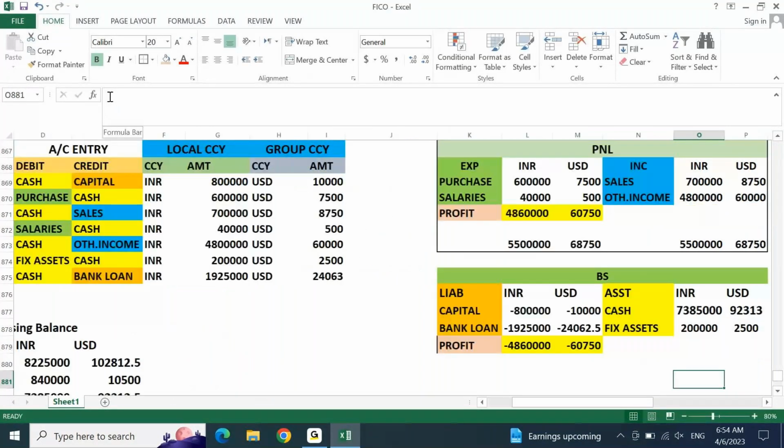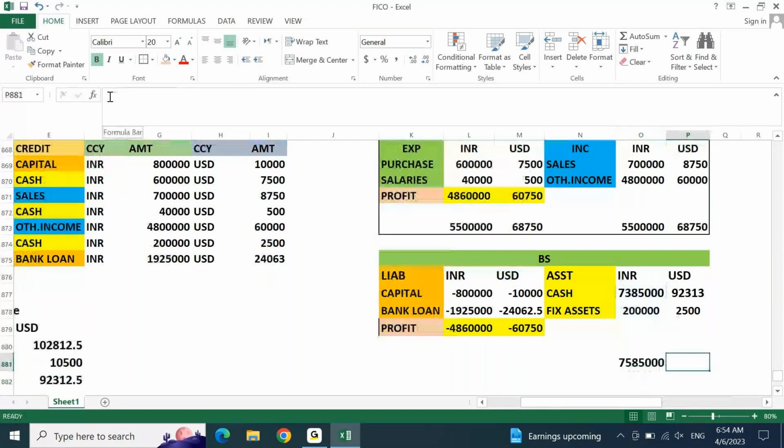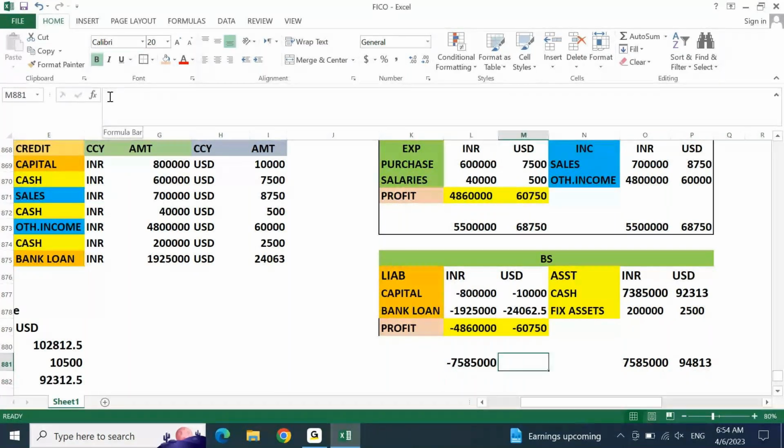That's it. We've updated everything. Now let me do a total for the assets first. This is what I got in my assets. Let me do a liability total. This is what I got in liability.